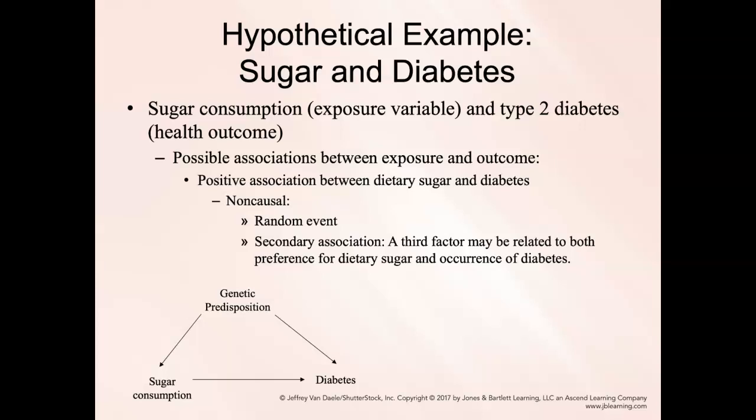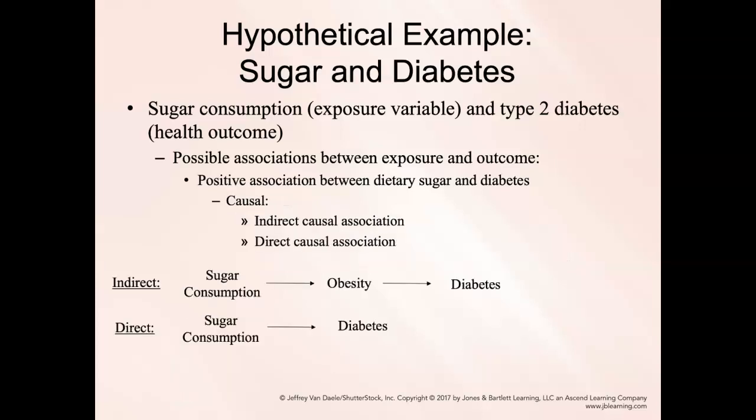If you observe an association, it's possible that it's a non-causal association. It could be a random event, or it could be what we call a secondary association. You might be seeing this association between sugar consumption and diabetes not because it's a causal relationship, but because there's some third factor, which happens to be genetic predisposition, that is related to both the independent and the dependent variable and causes us to see an association, but it's not a causal association.